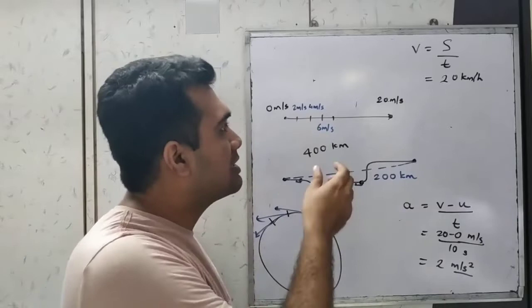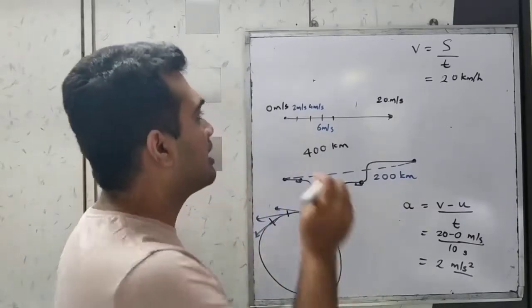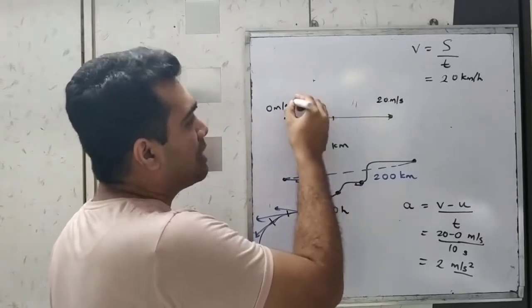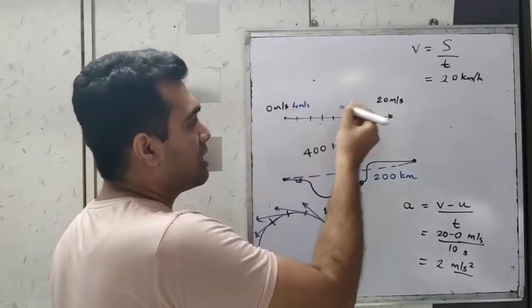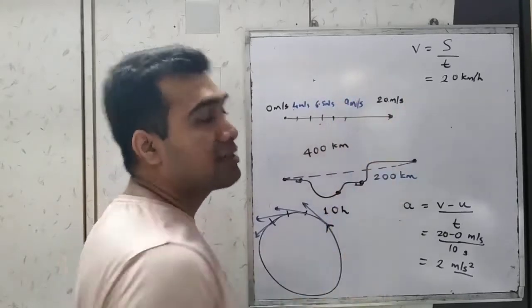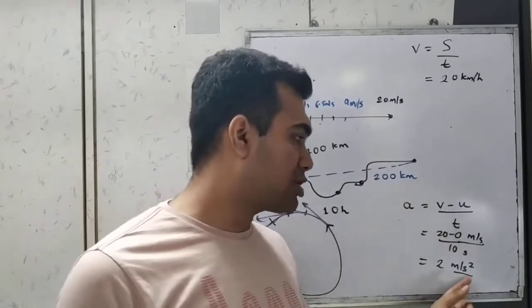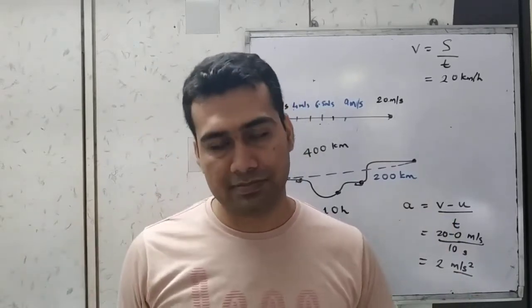That is, the change in velocity is equal in equal intervals of time. But that is not necessary. It is possible that this car initially increased its velocity to 4 meters per second, then it became 6.5 meters per second, then it became 9 meters per second, and so on. So this is non-uniform acceleration. And this calculation will just give us the average acceleration.